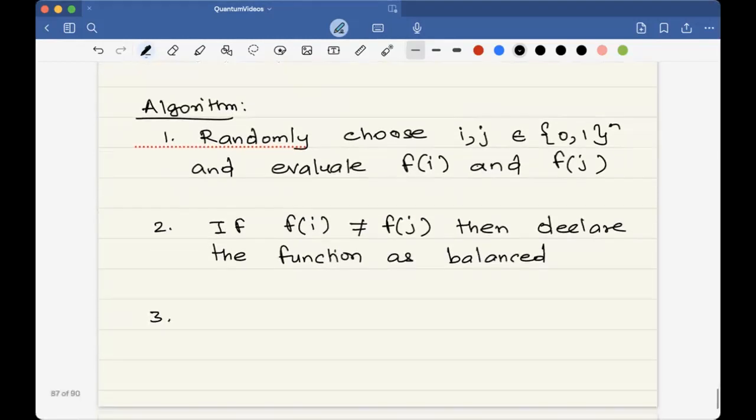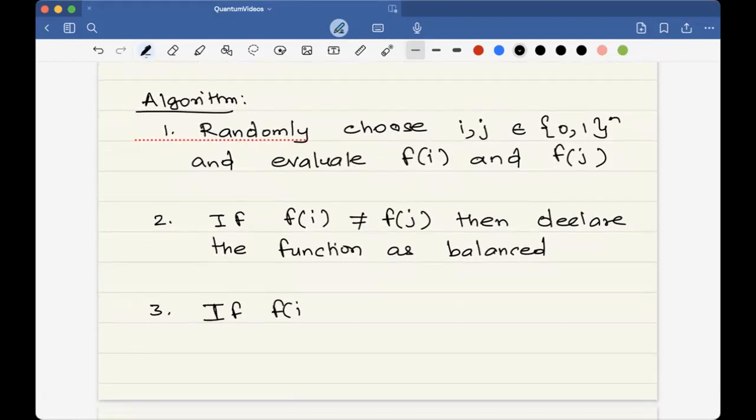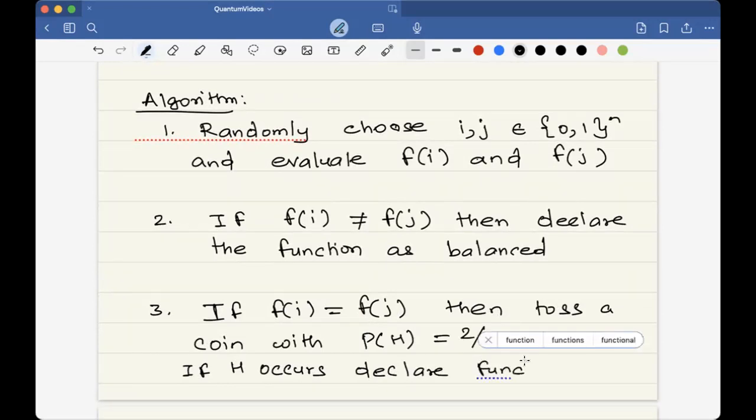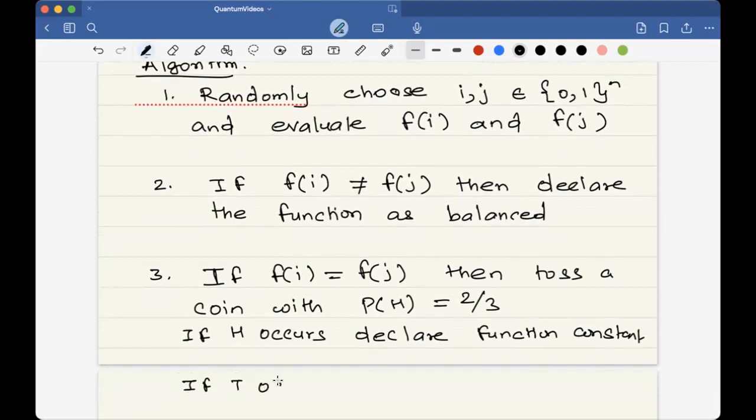On the other hand, if f(i) is equal to f(j), then toss a coin with the probability of heads equal to 2/3. If heads occurs, declare the function is constant. And if a tail occurs, declare the function to be balanced. Okay, so this is the algorithm, and as you can see, there are some random steps that the algorithm takes.